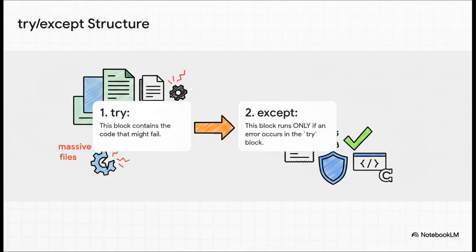And the basic structure is super simple. It's just two parts. You put the code that might break, like converting that user input to a number, inside the try block. Then right after it, you write an except block that says, okay, if that thing in the try block failed, here's what I want you to do instead.